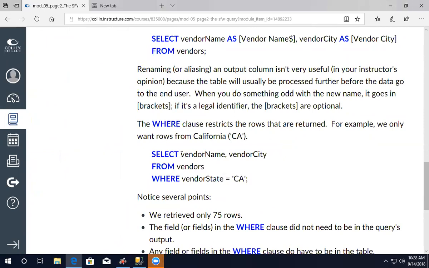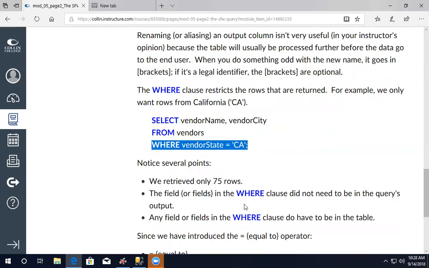But since its name is VENDORNAME, that's what it's named in the table, you can't change that. All right? So if you put an underscore in there, it's not going to work. Notice here that I received 75 rows because where vendor state is equal to California. Out of 122 vendors, 75 of them are in California. Guess where our publisher lives? You can probably guess the city if you were to look at the city.